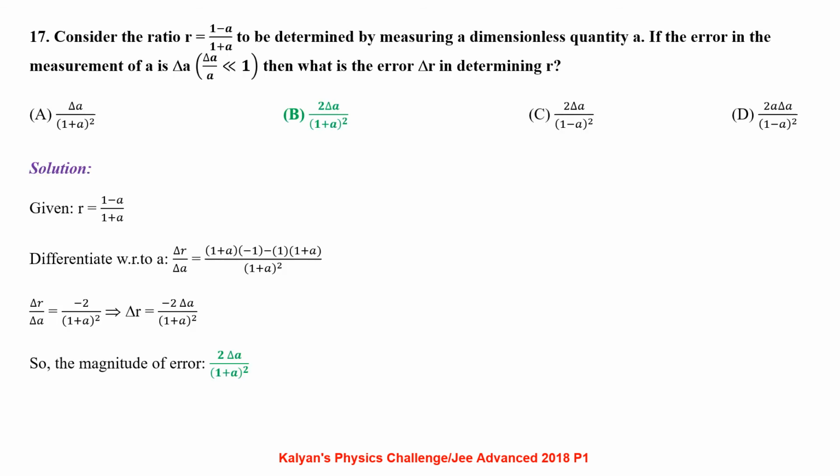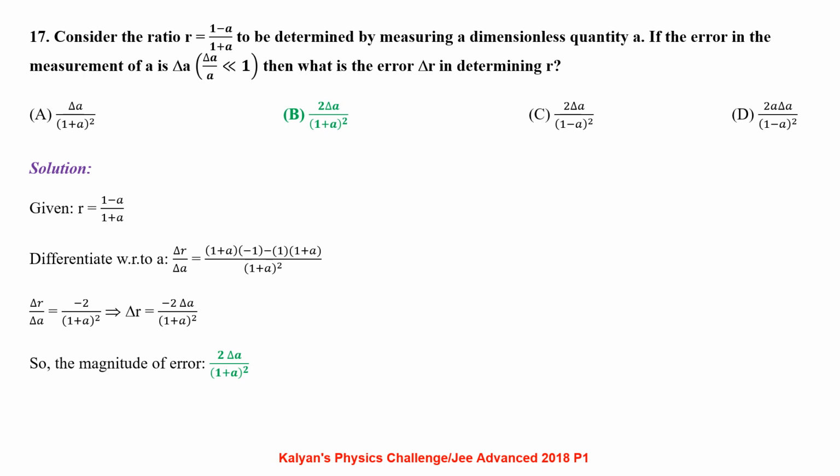Consider the ratio r equal to 1 minus a by 1 plus a to be determined by measuring a dimensionless quantity a. If the error in the measurement of a is delta a, with delta a by a being very much less than 1, then what is the error delta r in determining r?